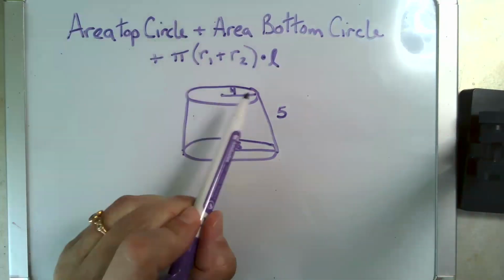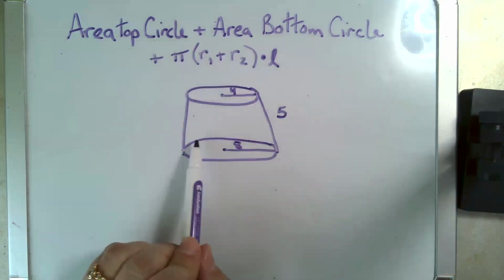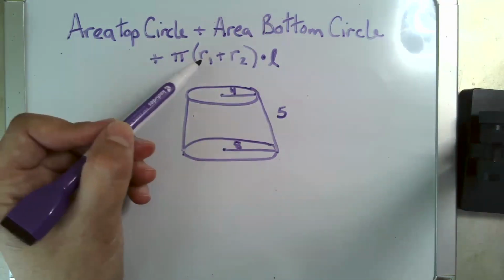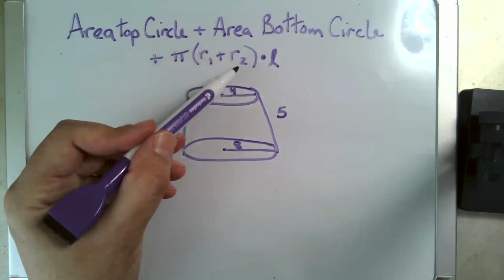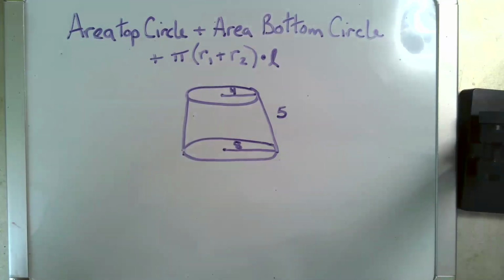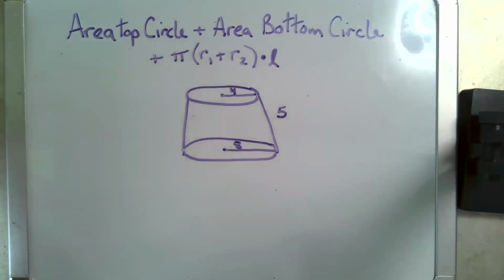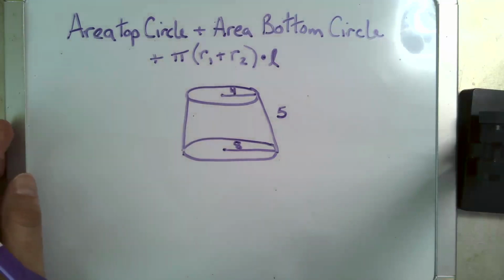The area of your top circle plus the area of your bottom circle plus pi times radius 1 plus radius 2 times the slant height. Now, if you want some first class math geekery, check out this video, which shows you how to derive this formula from the concepts here. But right now, this video is just a how-to.